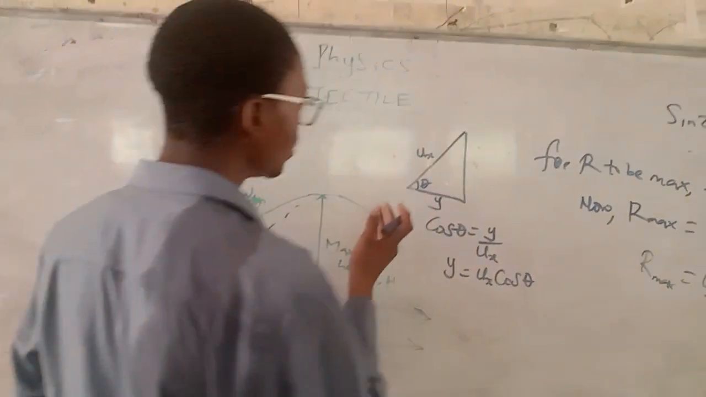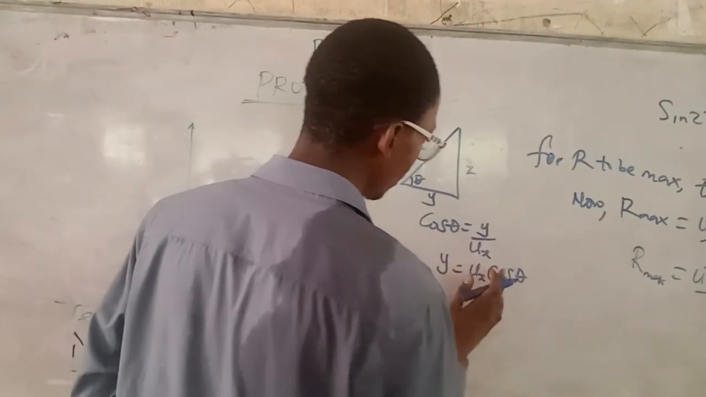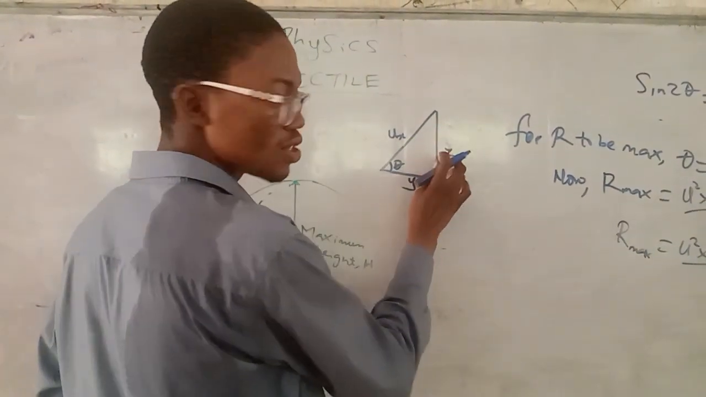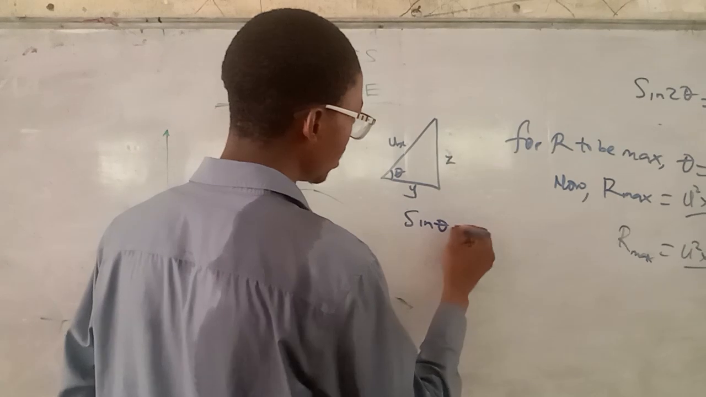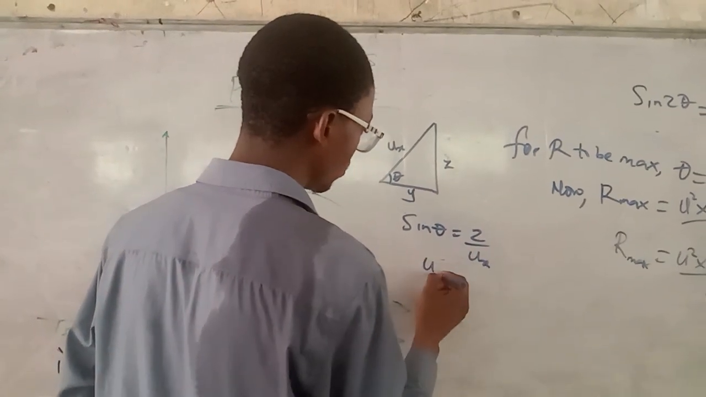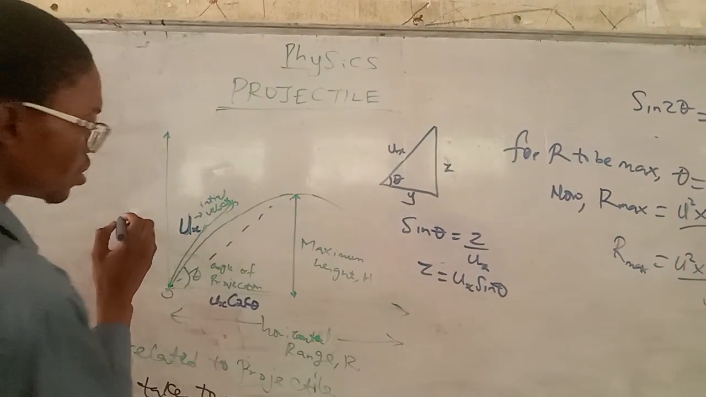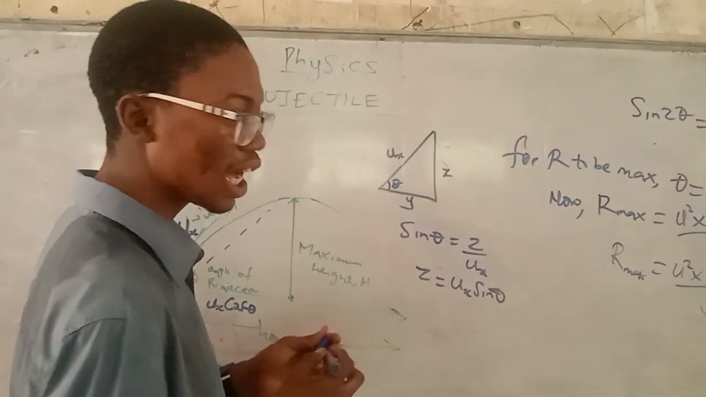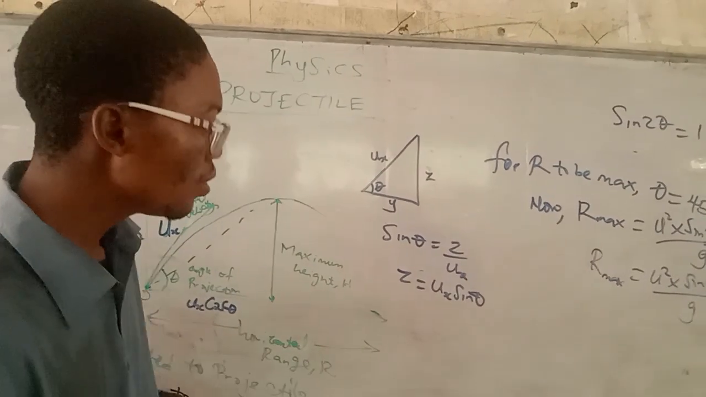And your vertical component. Now for your vertical component, we are looking for this side, right? Let's say this side is z. This is opposite, this is hypotenuse. That is opposite over hypotenuse, that is sine. Sine theta equals z over ux, so z equals ux sine theta. Do you get me? That is your horizontal and vertical components of the initial velocity. Please note that.